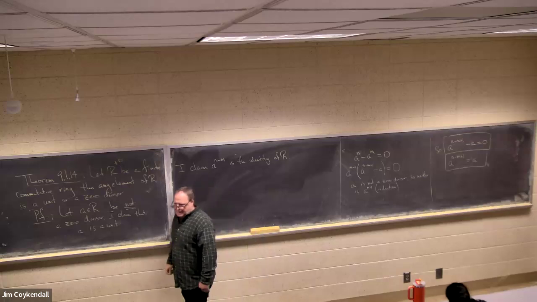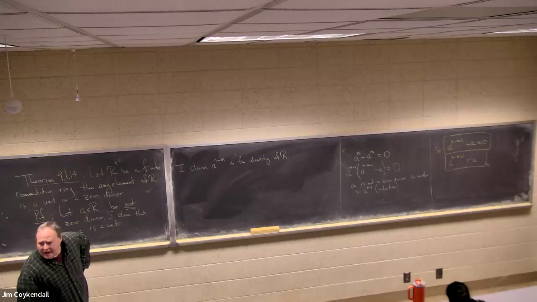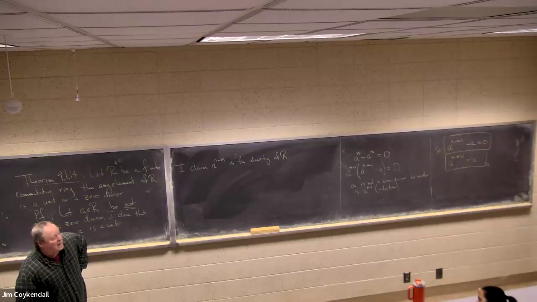I claim A to the n minus m is the identity. Notice A to the n minus m makes sense because n is bigger than m, and in fact n minus m is at least one. How are we going to show this?